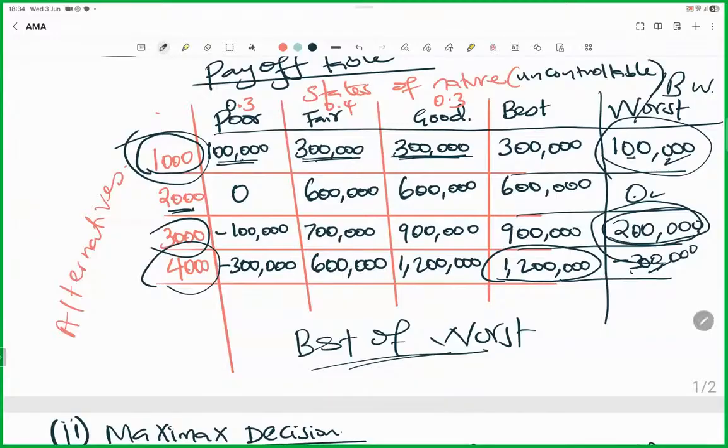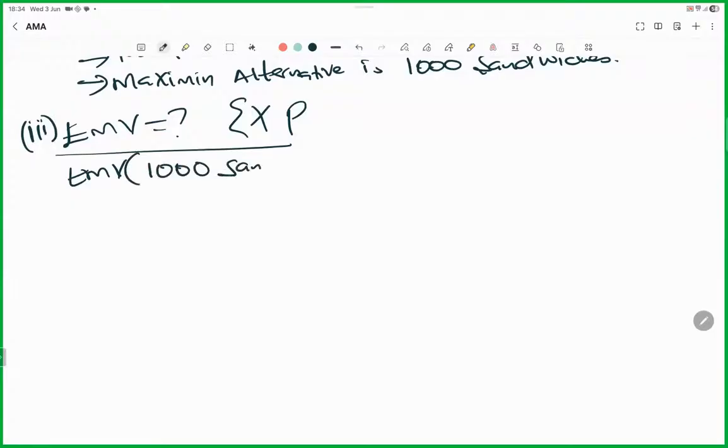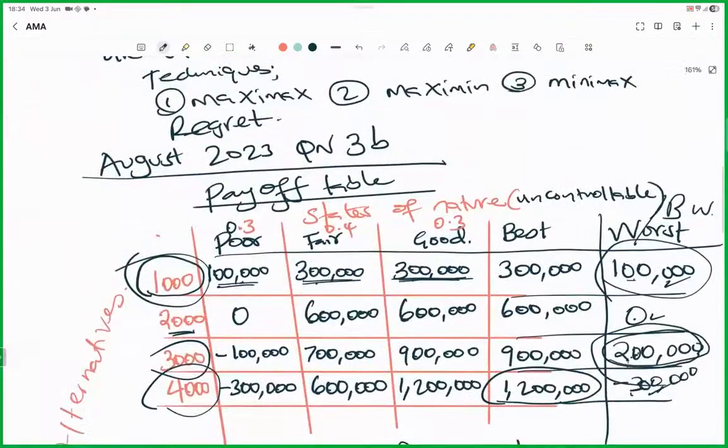But if you look at this one here, you'll be able to bear witness with us that the maximum is 200,000. All right. So EMV, what do we do to get EMV? This is very easy. It is expected monetary value. It is X values times their corresponding probabilities, and then you add them up, isn't it? So we start with EMV of the first one, which is 1,000 sandwiches. For 1,000 sandwiches, what am I doing here?